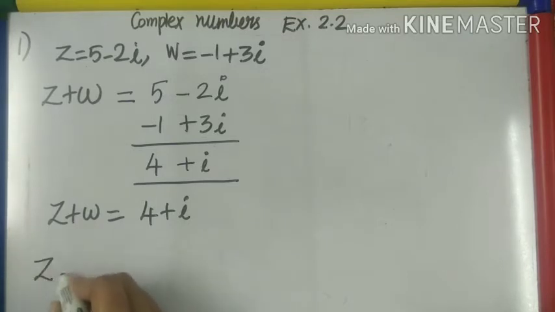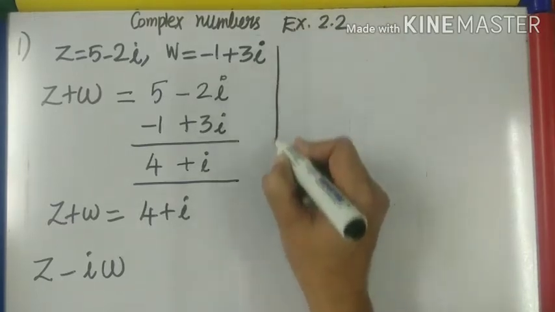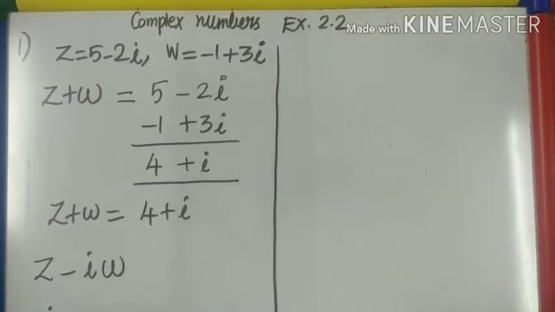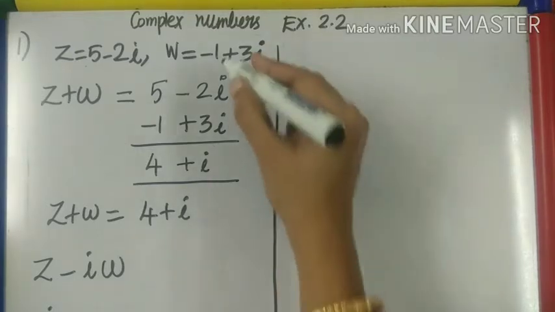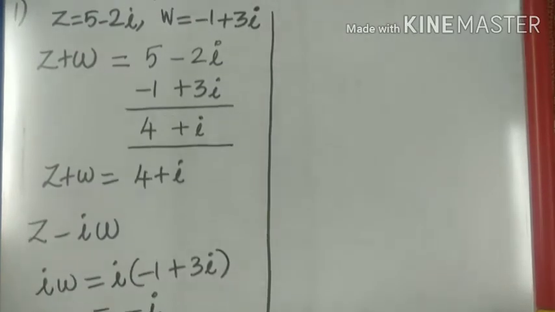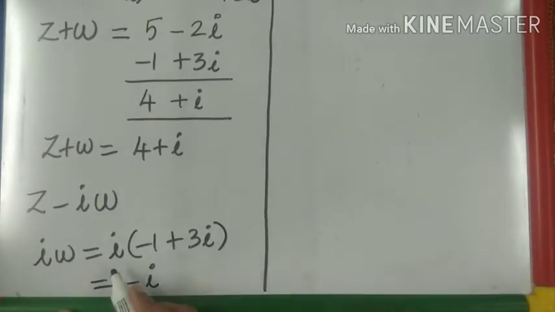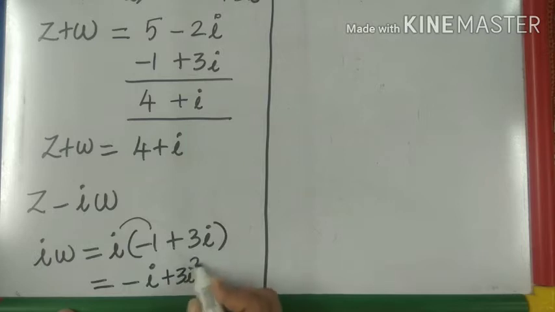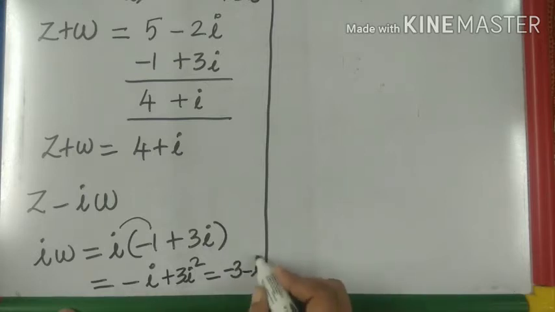Now we want to find out z minus iw. Second question. Let us write down what is iw first of all. What is iw? I multiply with minus 1 plus 3i. My answer will be minus i. 3i into i will be i into minus 1, minus i. i into 3i will be 3i square. And what is i square value? Minus 1. So minus 1 into 3 is minus 3, and here there is minus i.